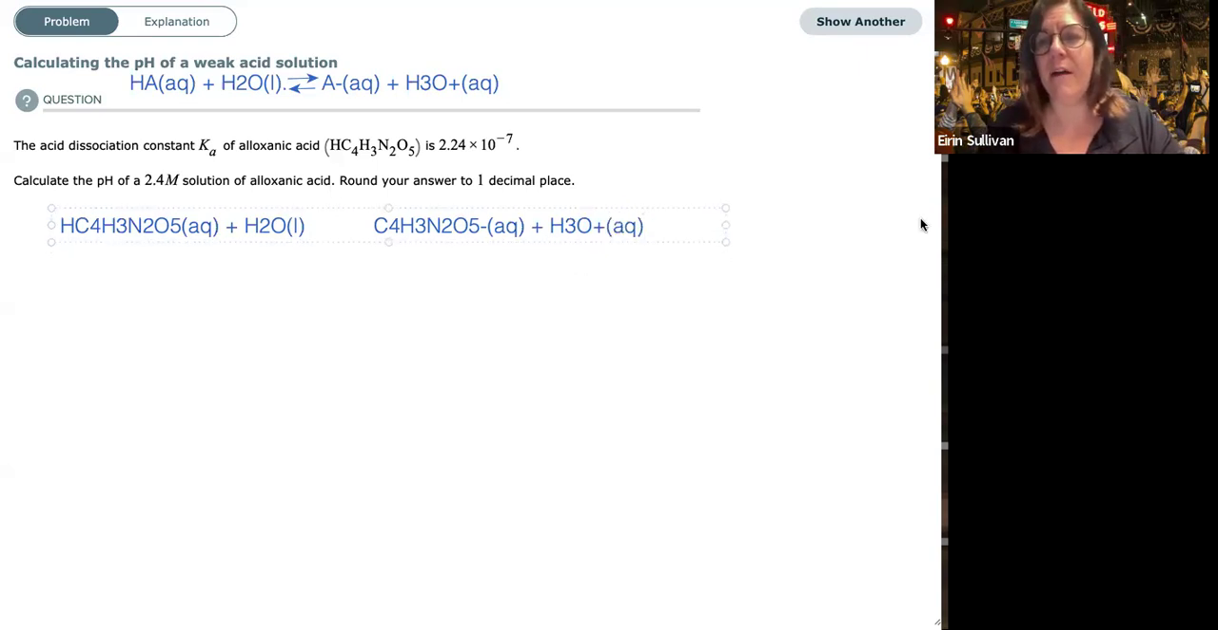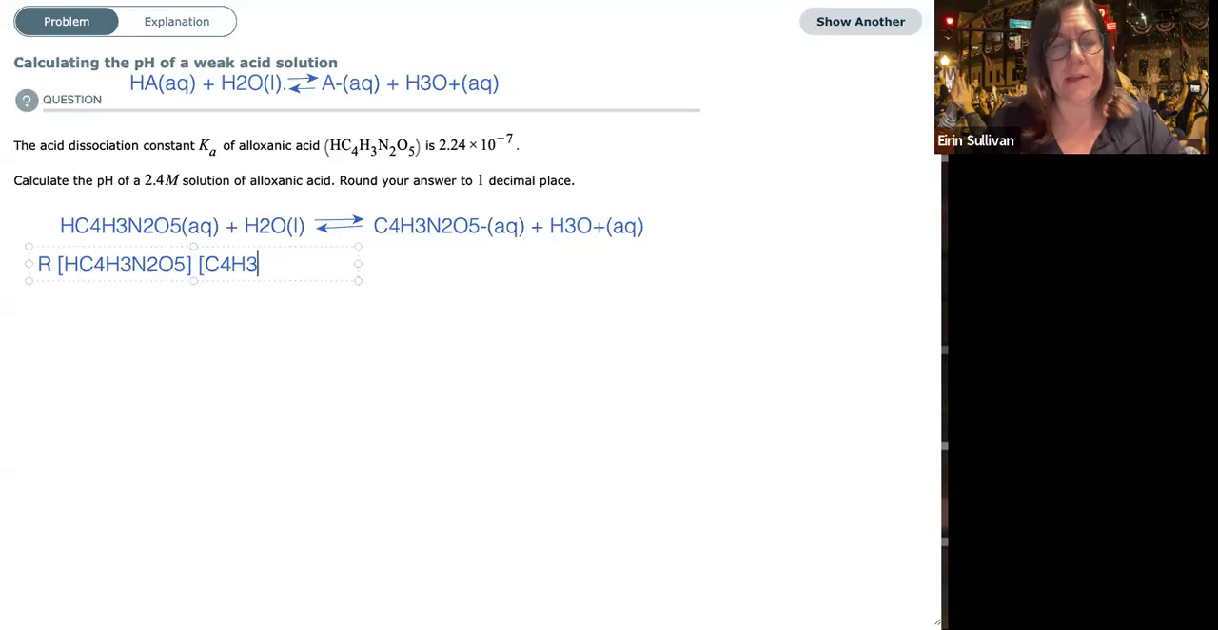So now I have my equilibrium written out. I can go ahead and use an ICE table to put in the information I know and the information I don't know. I'm going to start with my concentration of my weak acid, whatever that may shake out to be, my concentration of my conjugate base, C4H3N2O5 minus, and my concentration of hydronium.